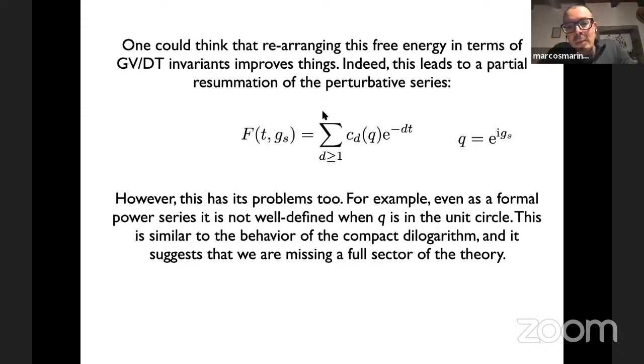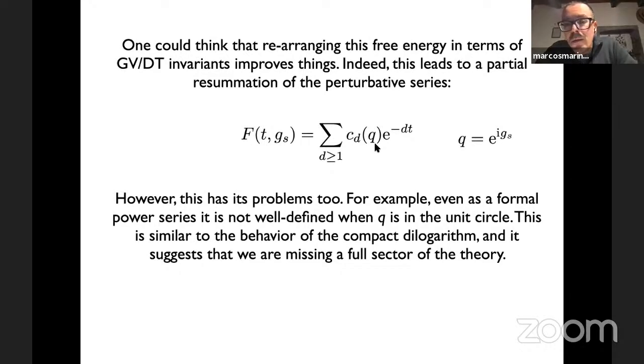And then what you get is a slightly different object. The total free energy, when expressed in terms of Gopakumar-Vafa invariants, has a different expression. It's still a power series in e to the minus t, and now the coefficients depend on q, and q here is e to the i over g_s. Okay, so each term in e to the minus t is a rational function of q. Now you could think that this is going to make life easier, but this definition also has its problems.